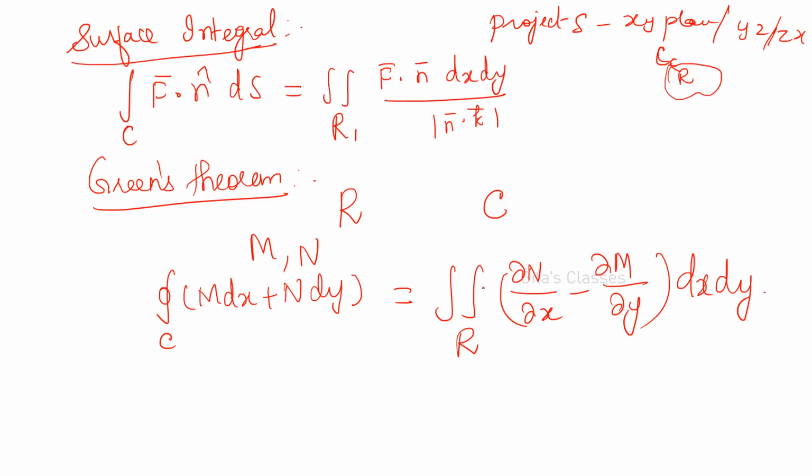Now this is on a plane only, so you need not worry about the projection and all. You will be directly given the region. And C is traversed in the anti-clockwise direction, the positive direction. Each and every word is important in Green's theorem. The statement we have already seen. So when you are asked to write the statement, you have to write everything: what is R, what is C, what are M and N, all those things. Next is Gauss divergence theorem.